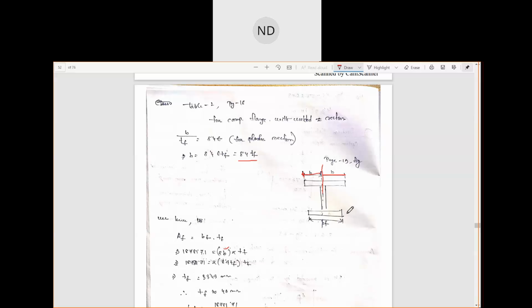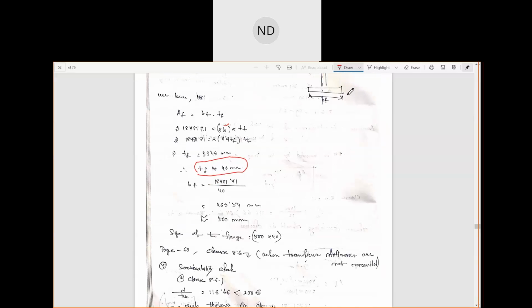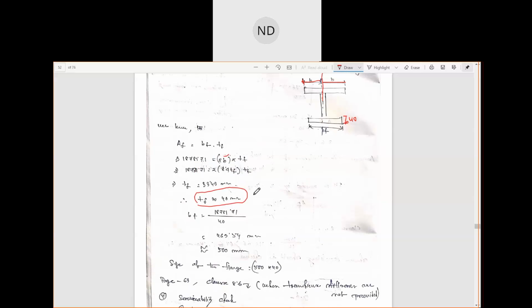Then we have the thickness of the flange. The thickness of this flange will come out from this now. And B, we know how much it is, 8.4 TF. So we can place it here, and then the thickness of the flange we will get to be this much, which we can consider to be 40 mm. Okay.